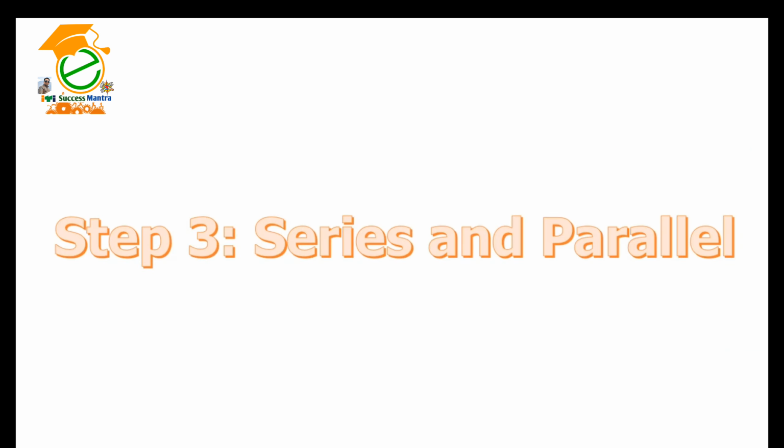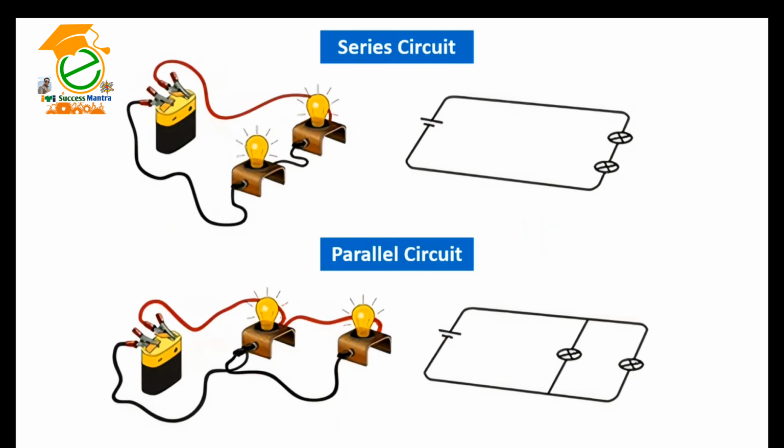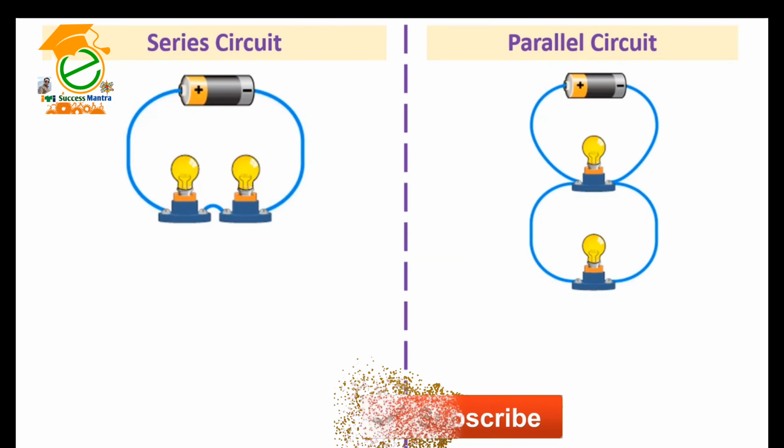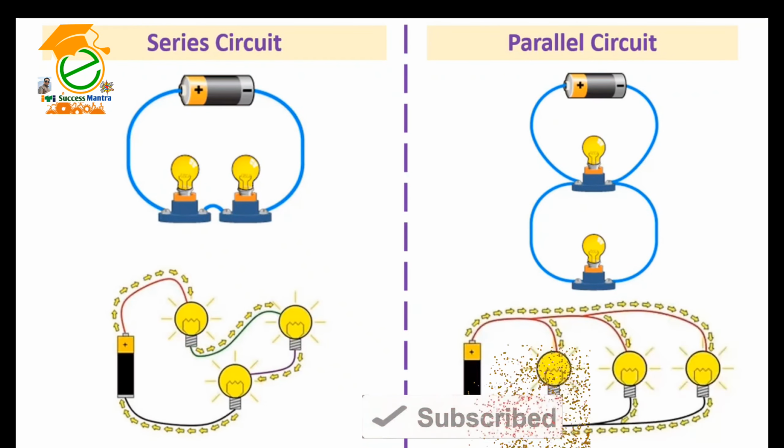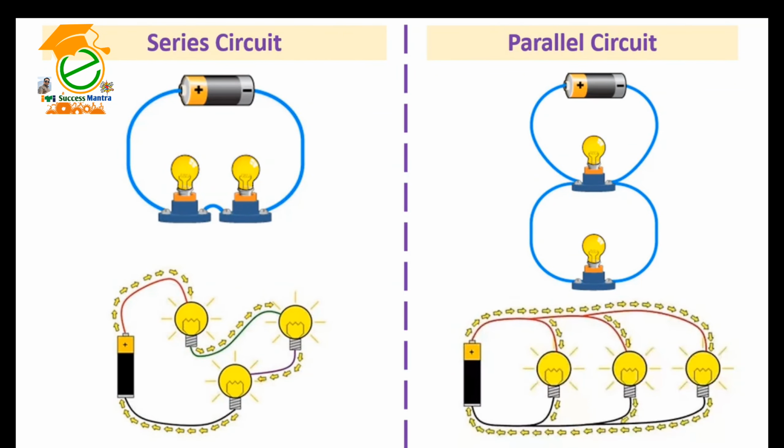Step 3. Series and parallel. There are two different ways in which you can wire things together, called series and parallel. In the circuits on the left, the lamps are connected in series with the battery. In series-connected circuits, the same current flows through all loads. In the circuits on the right, the lamps are connected in parallel with the battery. In parallel circuits, all loads have the same voltage. For example, if the battery is 9 volts, this voltage occurs on all lamps.